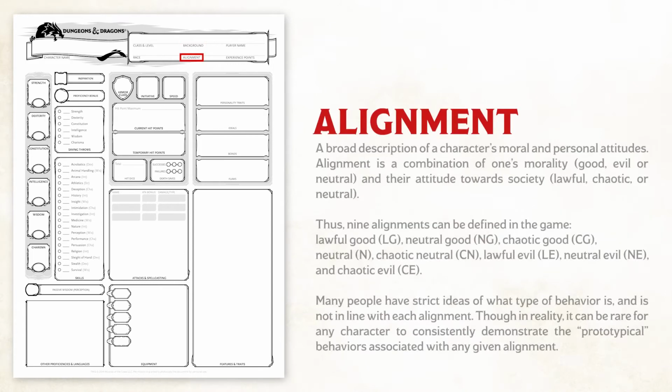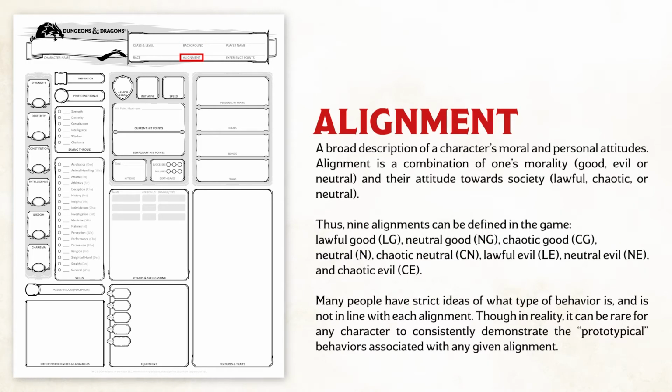Alignment. A broad description of a character's moral and personal attitudes. Alignment is a combination of one's morality, good, evil, or neutral, and their attitude towards society, lawful, chaotic, or neutral. Thus, 9 alignments can be defined in the game: lawful good, neutral good, chaotic good, neutral, chaotic neutral, lawful evil, neutral evil, and chaotic evil. Many people have strict ideas of what type of behavior is and is not in line with each alignment, though in reality, it can be rare for any character to consistently demonstrate the prototypical behaviors associated with any given alignment.